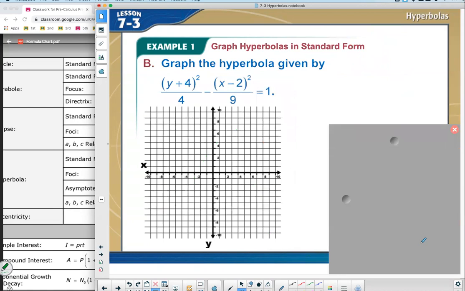It says graph this hyperbola. So let's just start with where the center will be located. All right. I have y plus 4 inside. So which way is that actually going to shift my graph? Up, down, left, or right 4 units? So with y, it's either going to be up or down. Down 4. So we're going to go down 4. And the x, it has -2. So is that going to be left or right 2? Right 2. So the center of this graph is going to be down 4, right 2. There's the center of this graph.